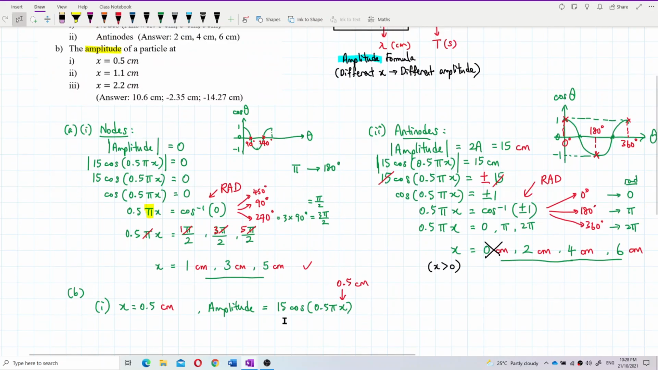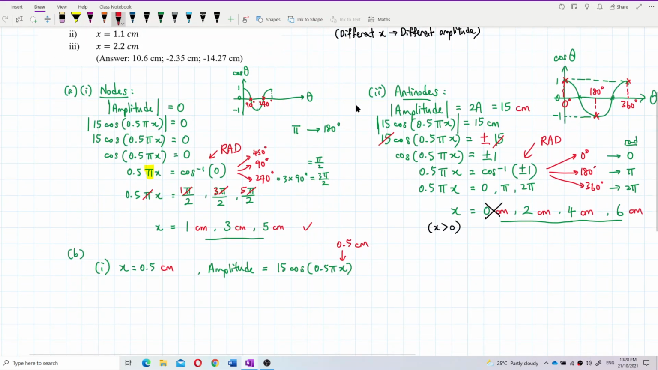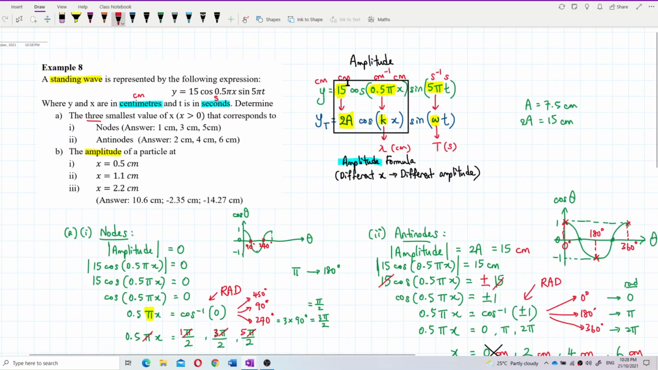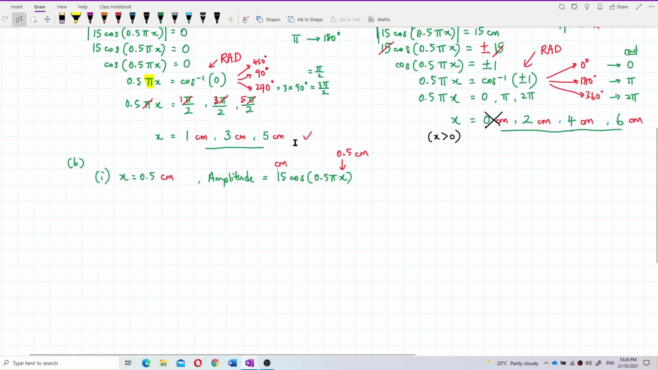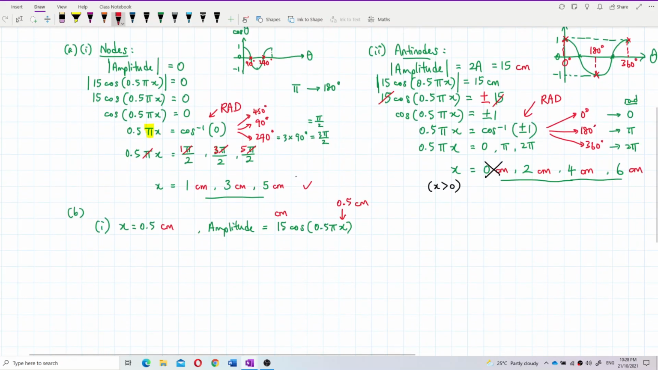Also your amplitude, your 15, is also in centimeter, because your y is in centimeter. So your amplitude here must also be in centimeter. Okay, so now let's calculate. What's the amplitude? Let's calculate.